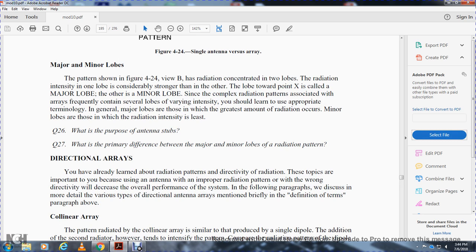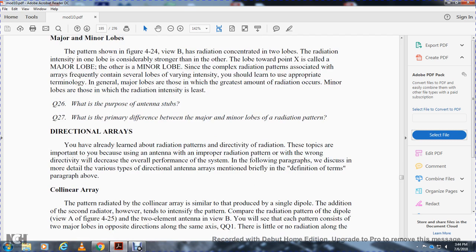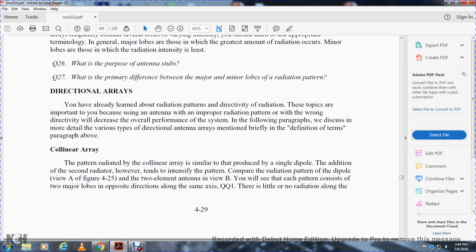Alright, directional arrays. You have already learned about the radiation pattern and the direction of radiation. These topics are important because the radiation pattern and directivity of the antenna affect the overall performance of the system. The following paragraphs discuss in more detail the various types of directional antenna arrays, which were mentioned briefly in the definition of terms above.